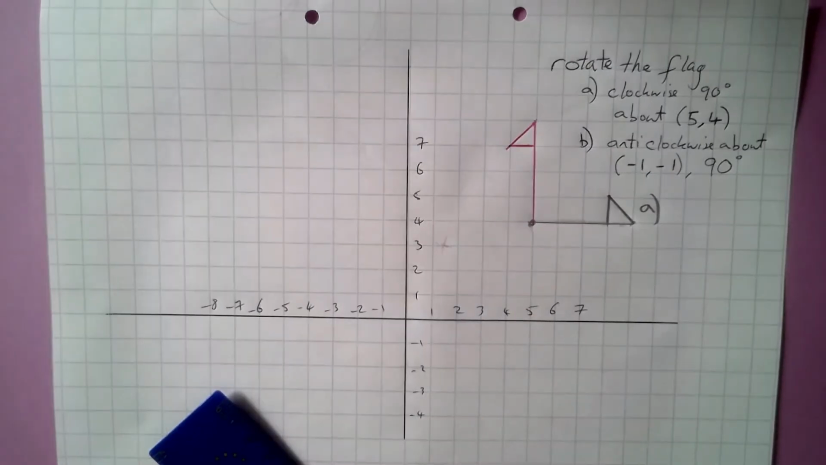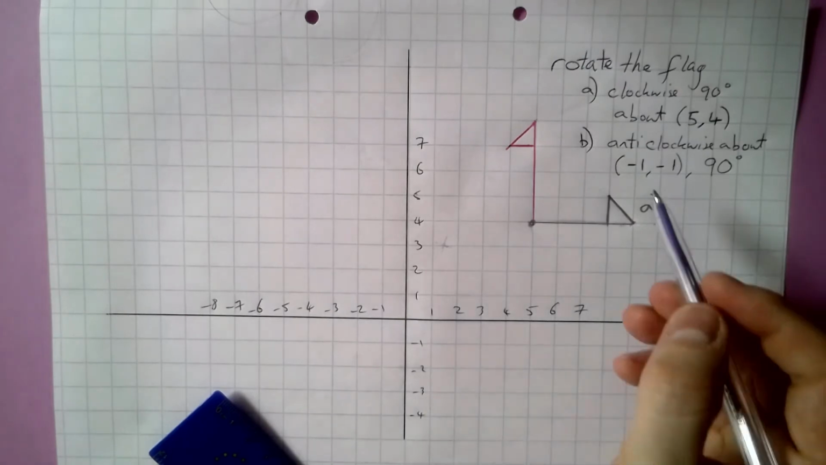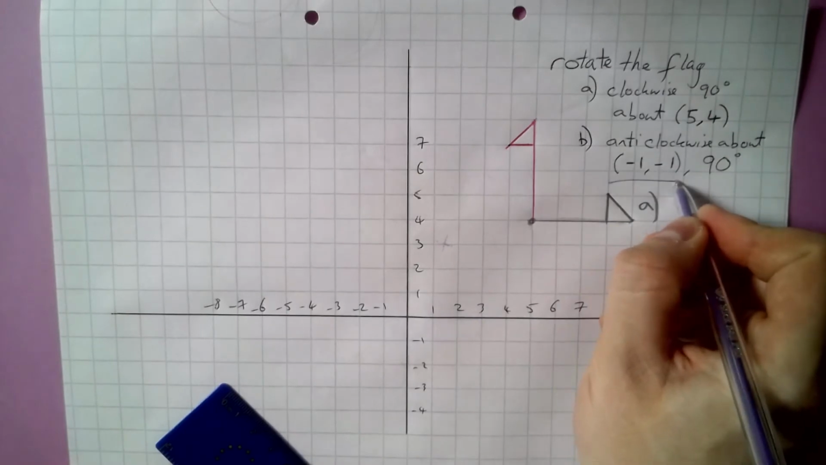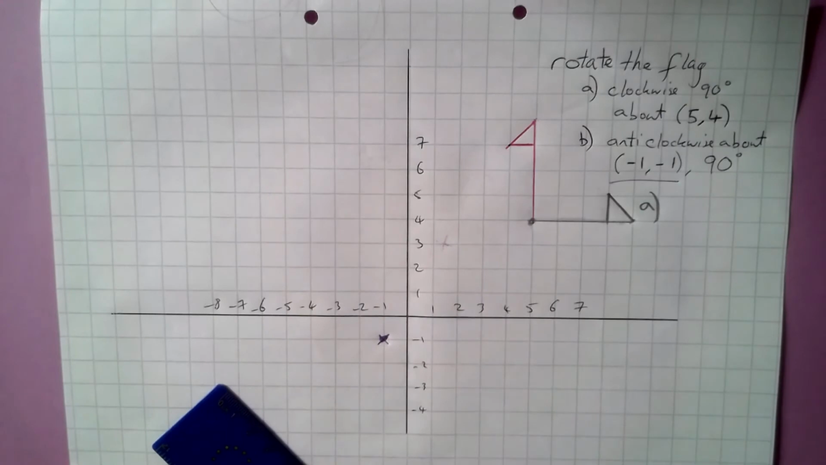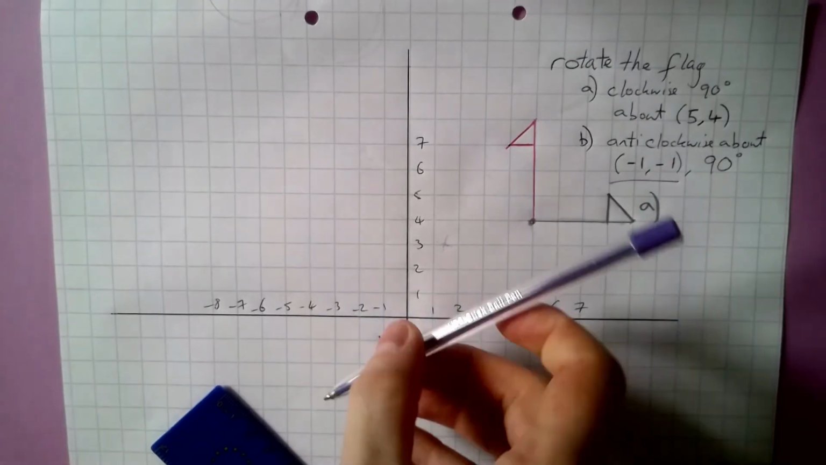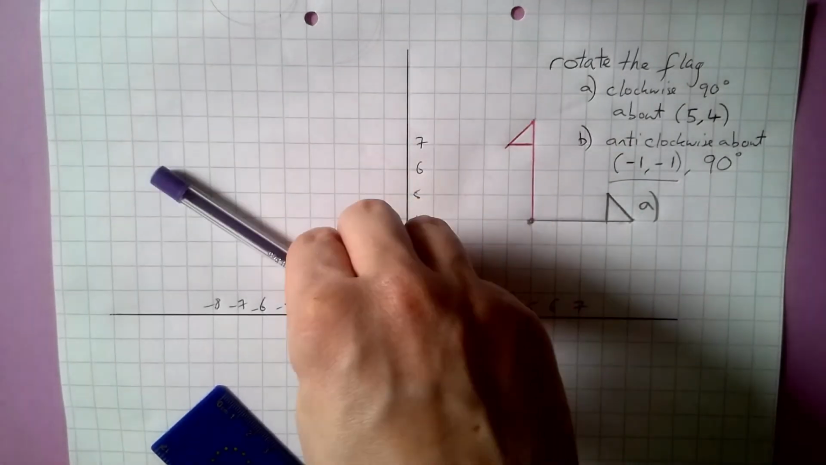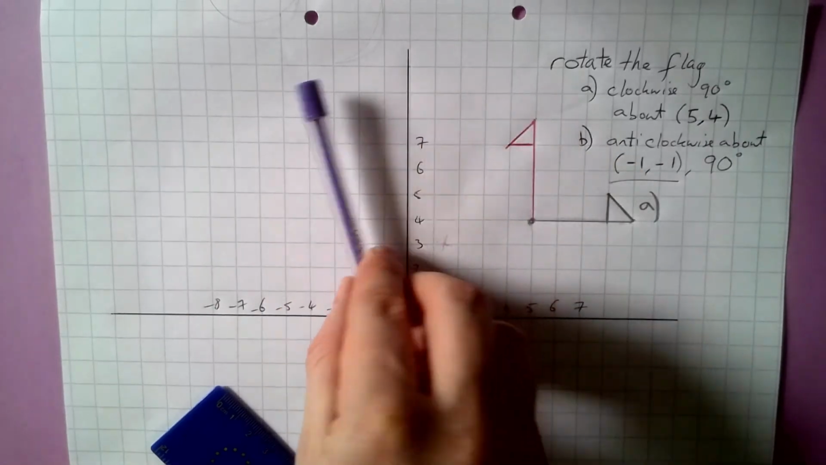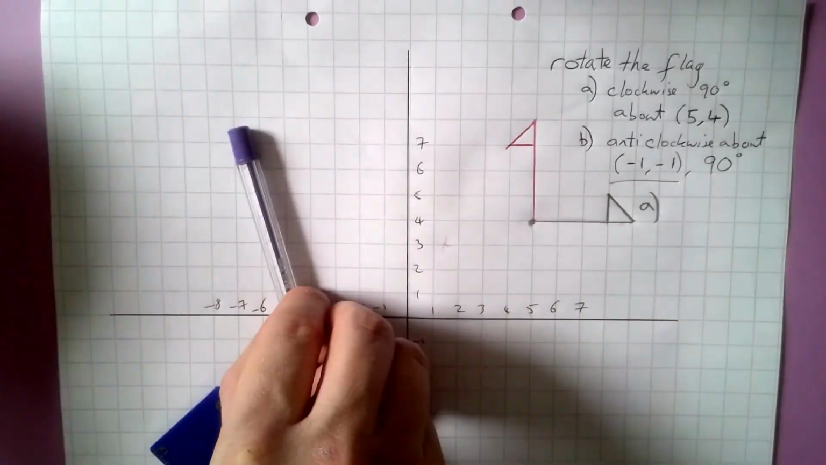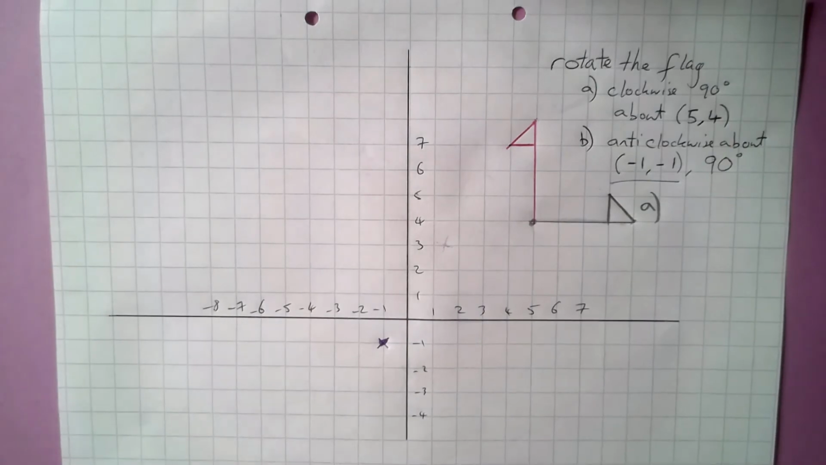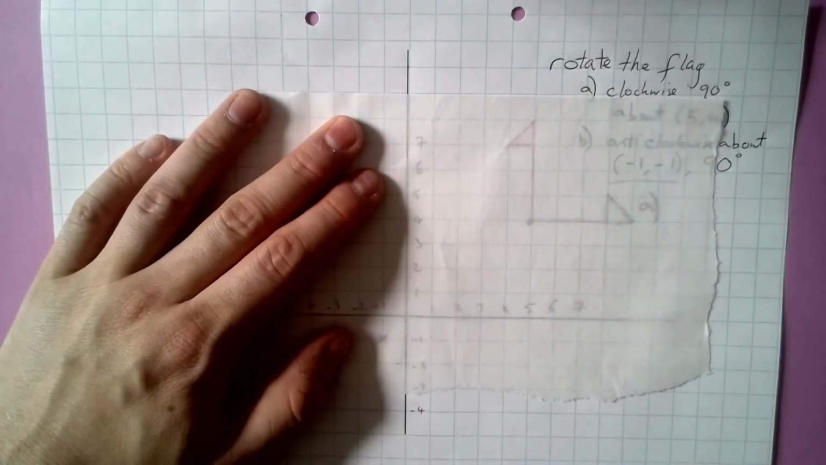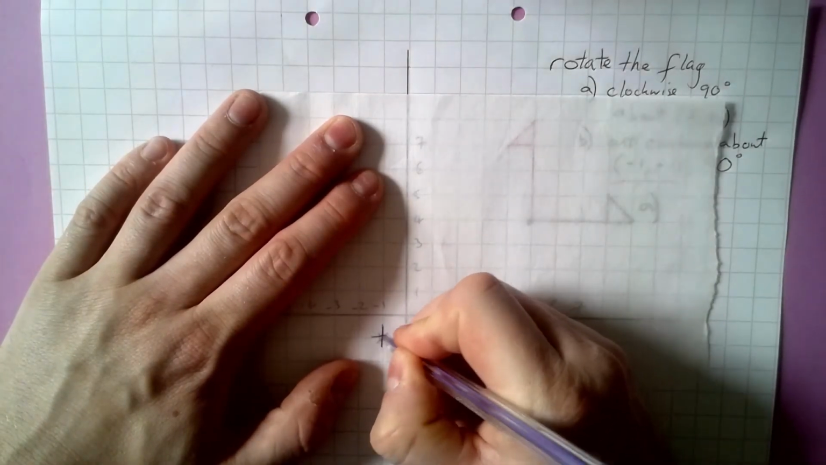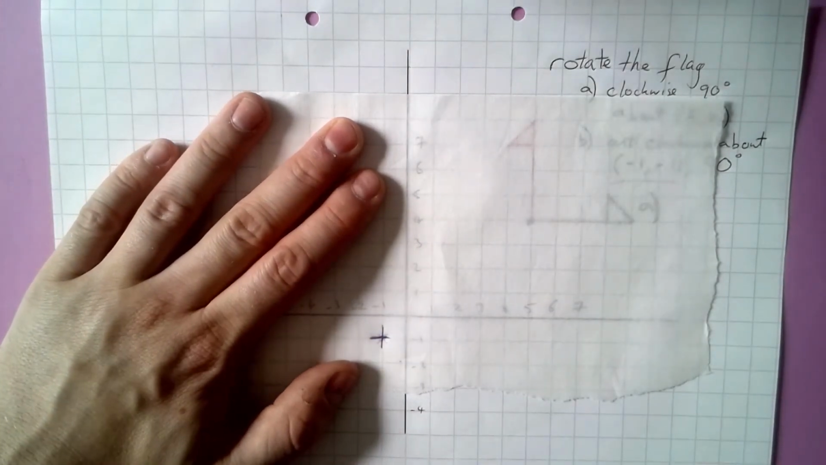Part B says anti-clockwise about the point -1, -1. So first thing to do, find the center, -1, -1. That's going to be here. Okay, so this time the shape is going to rotate around, and anti-clockwise being this way, it's going to end up somewhere over here. So again, I'm going to need a slightly larger piece of tracing paper. I'm going to put a plus on the center so I know how to line it up.